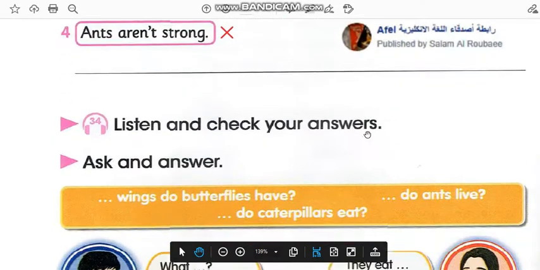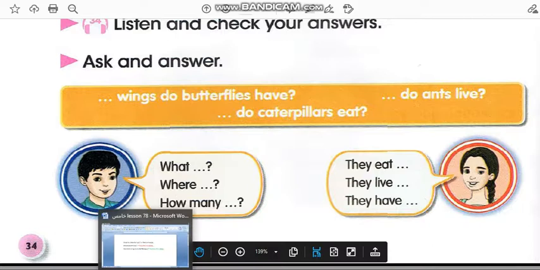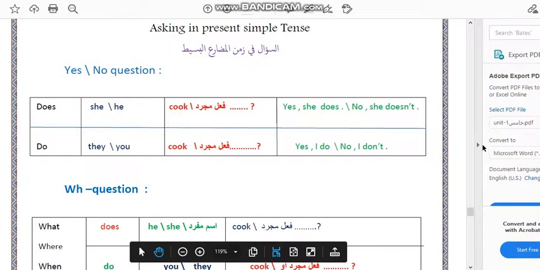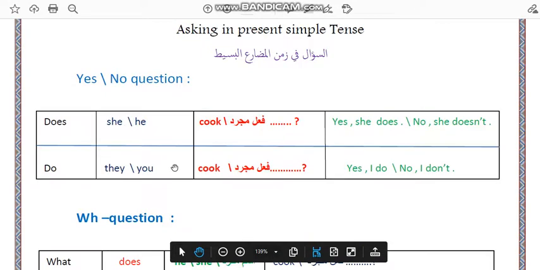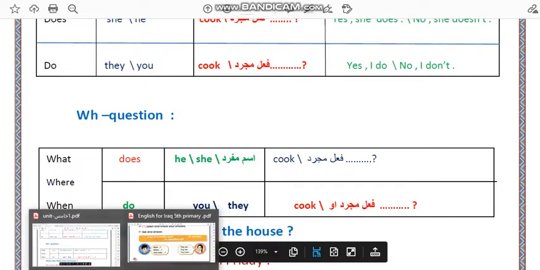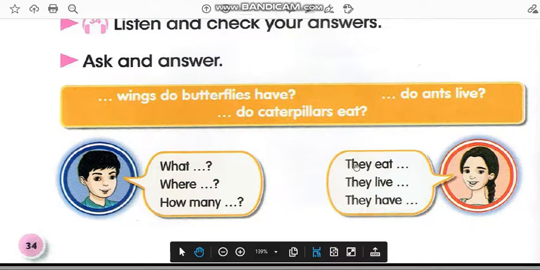Ask and answer. We will use these sentences to make questions. Of course to make questions you have to revise how to ask in the present simple tense. We know that WH questions use a question word. It asks you to use what, where, how many, and you will use these sentences: they eat, they live, they have.